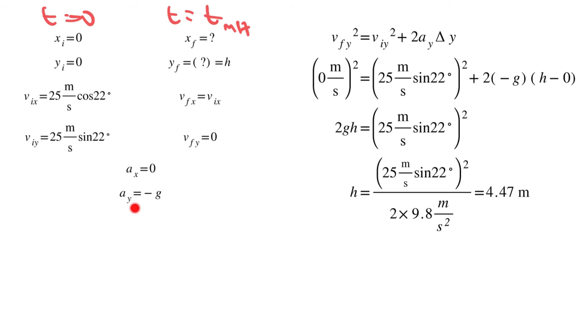The acceleration in x is 0. The acceleration in y is minus g. We don't have the time and we don't want the time, so let's use the equation that doesn't involve time. Our friend, v squared equals vi squared plus 2a delta y. So we say we end at 0, we start at 25 meters times sine 22, which we then have to square. Our acceleration is minus g, and our height is h. So we get that 2gh equals this thing squared. h is the thing squared over 2g, and if you run the numbers, apparently it's 4.47 meters.